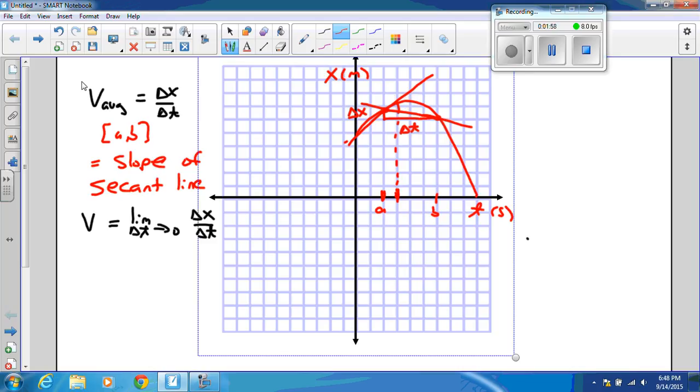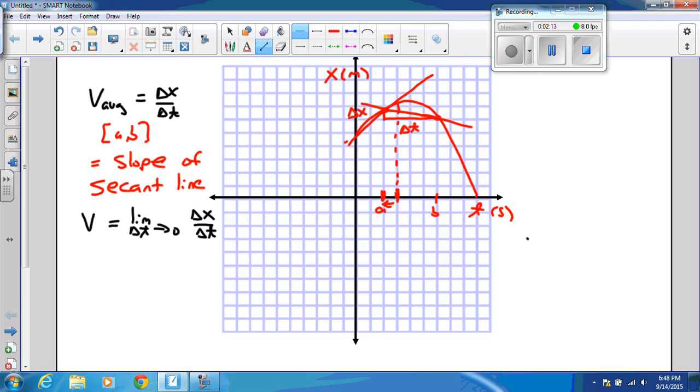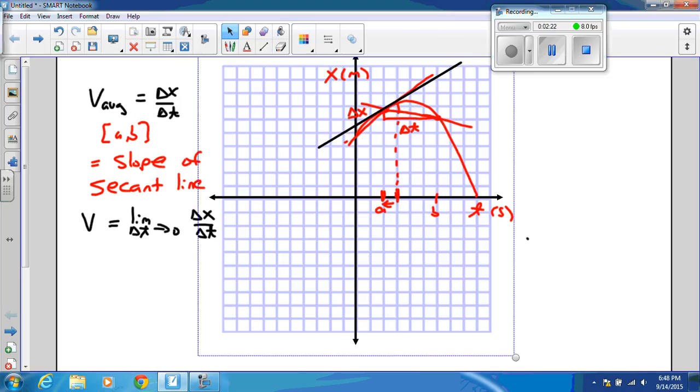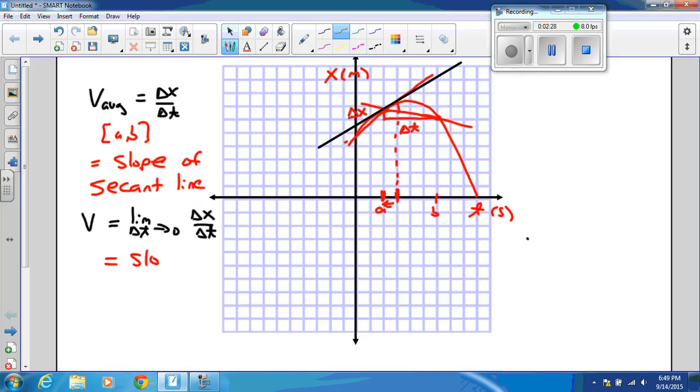And if I let delta t now shrink to 0, then that means that my time out here is coming closer and closer to A, so that my 2 points, the beginning point and the end point, are merging into one single point. And at that point, we have a line that touches the graph at a single point, and we call that a tangent line, from the Latin word tangere, to touch.